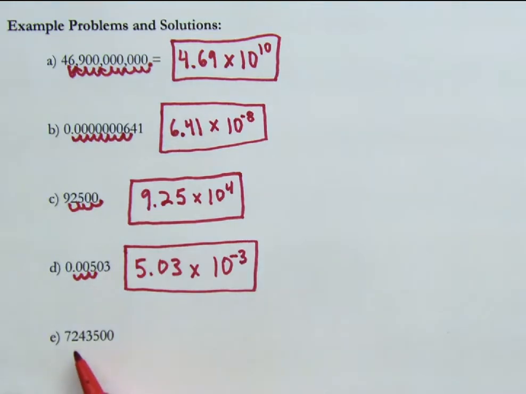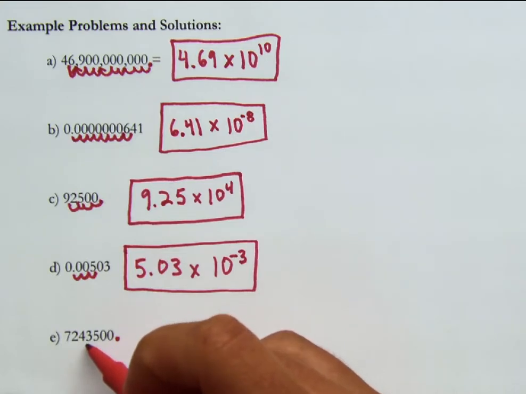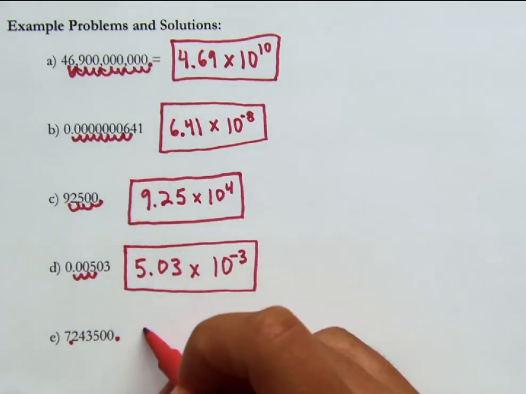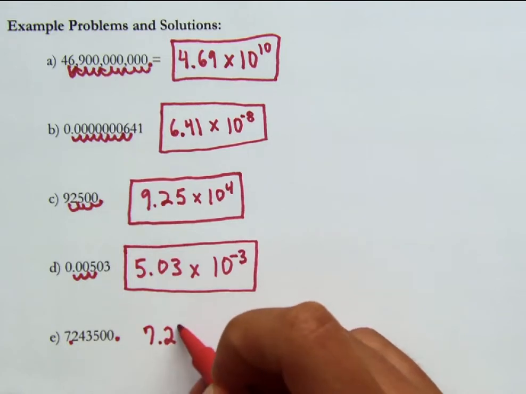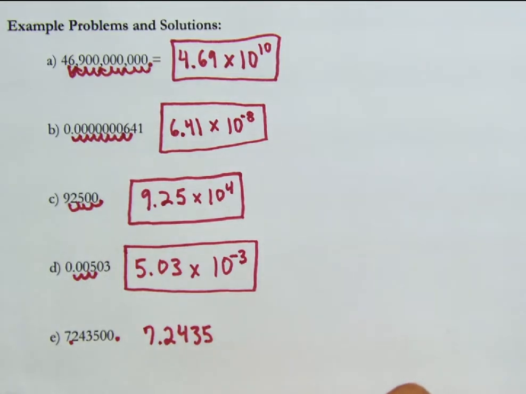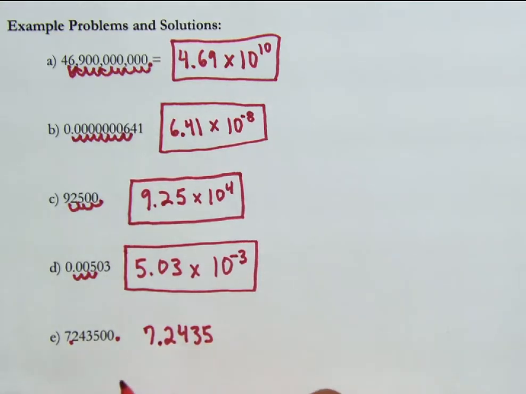And then here we have this number, which is about 7,243,500. So we're going to move the decimal point to the left. 1, 2, 3, 4, 5, 6 to give us 7.243. Now, because of how many numbers this has, it actually doesn't save us much. It doesn't have too many zeros at the end of it, but this is our number between 1 and 10.